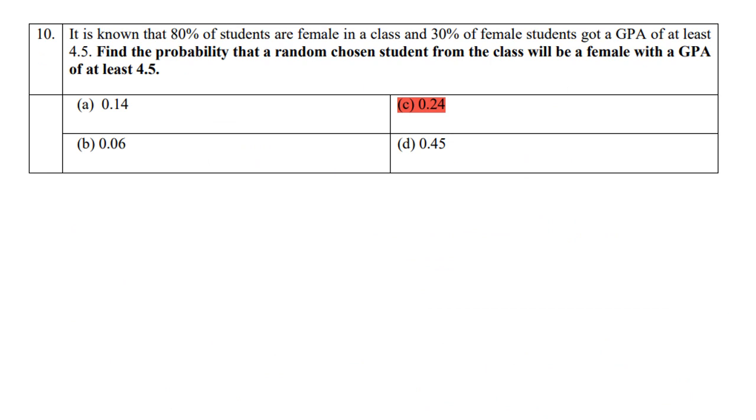It is known that 80% of students are female in a class, and 30% of female students got a GPA of at least 4.5. Find the probability that a randomly chosen student from the class will be a female with a GPA of at least 4.5. Okay, now let's try to write this one first.